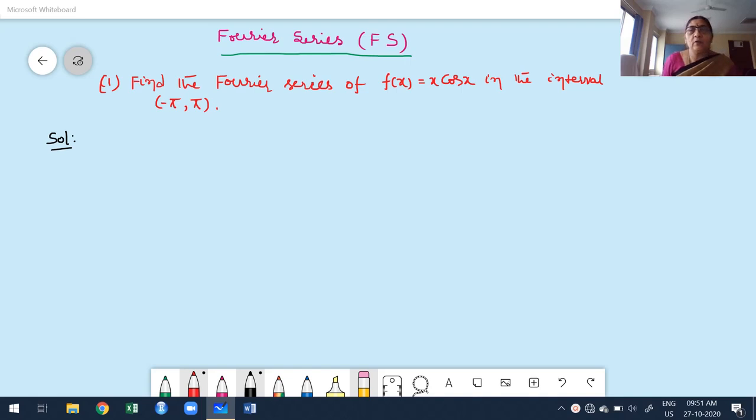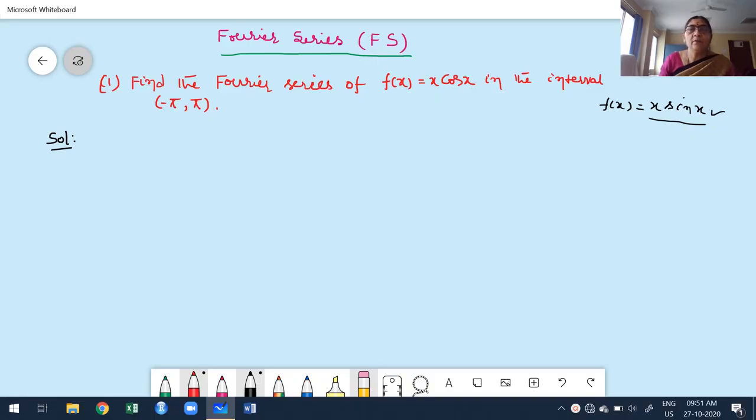In this class, I'm going to discuss some more problems based on Fourier series. One problem is already on the board: find the Fourier series of f of x equals x cos x in the interval minus pi to plus pi. Instead of x cos x, they may give a function like f of x in the same interval, maybe x sin x. You try x sin x afterwards, and I have also solved x sin x in my course material.